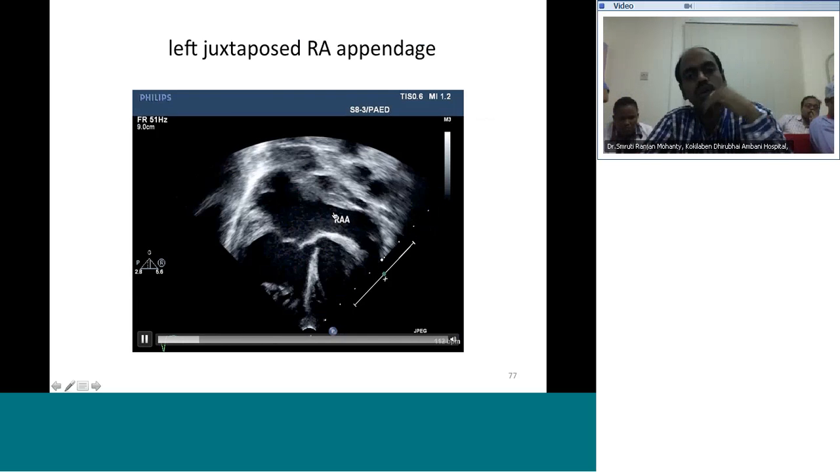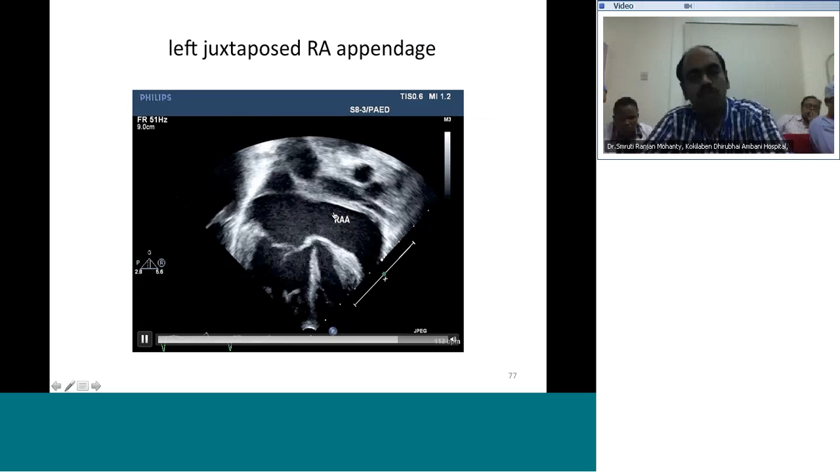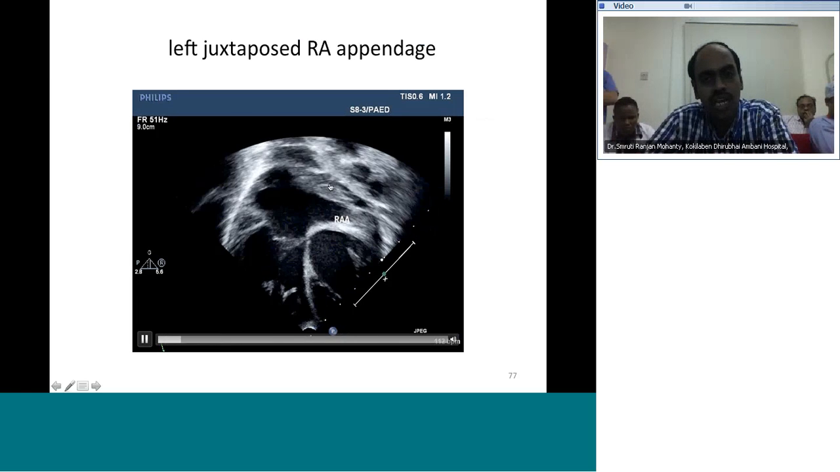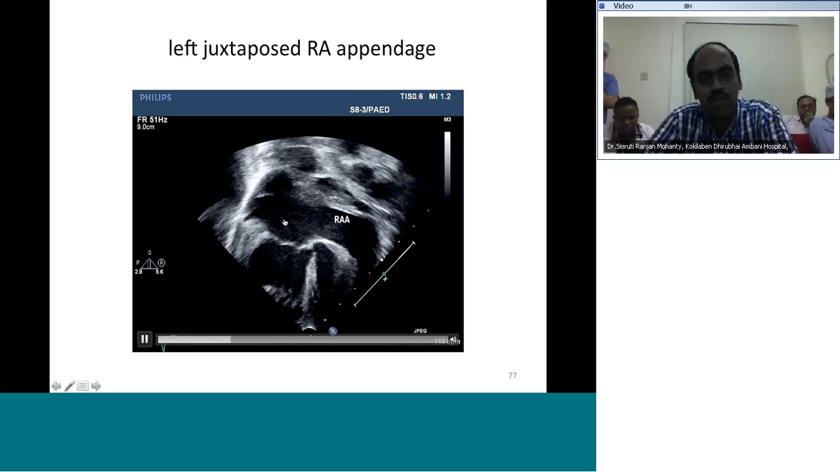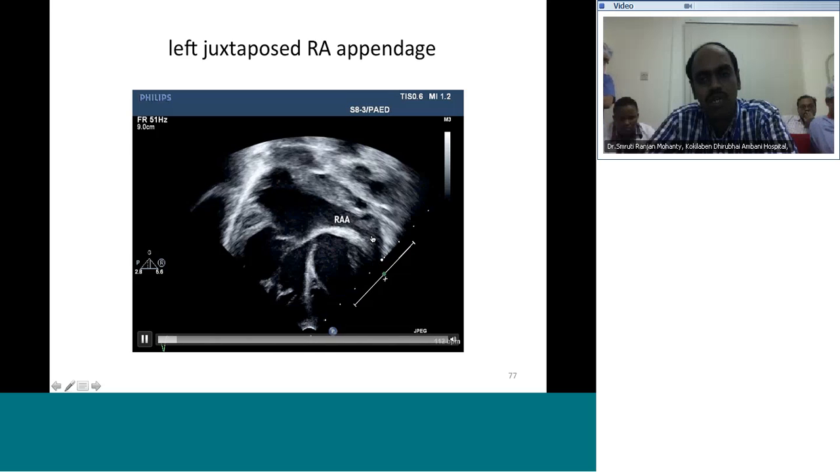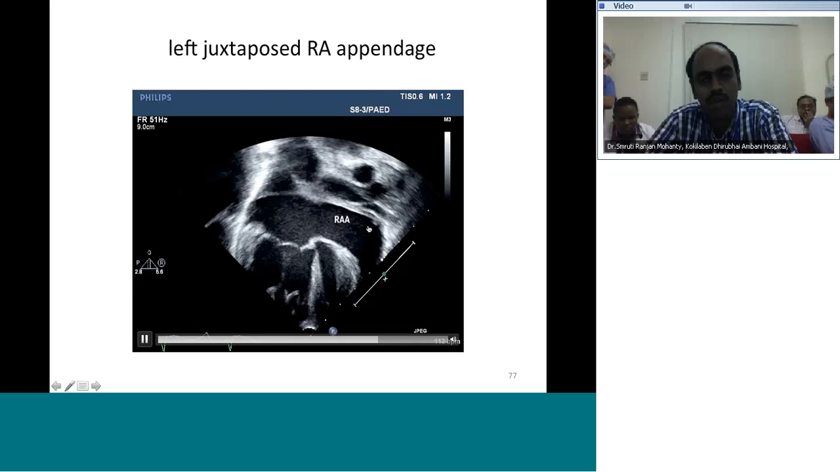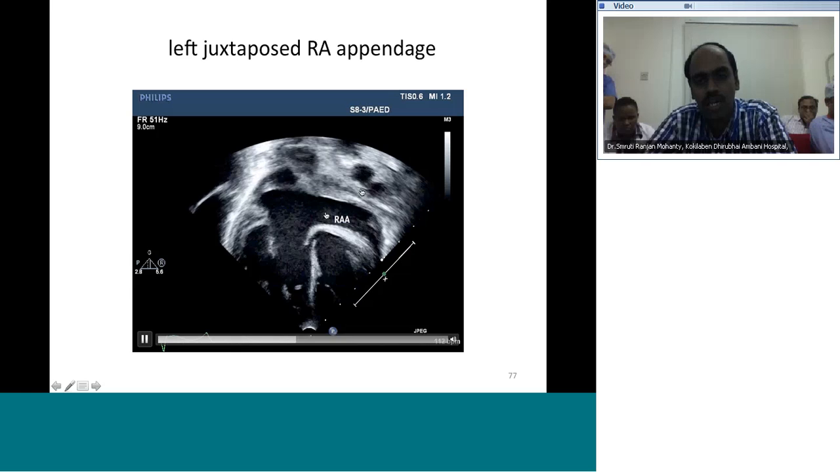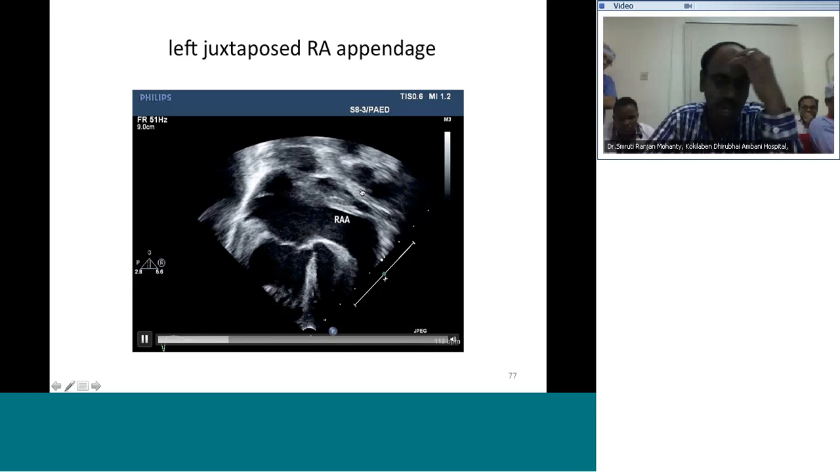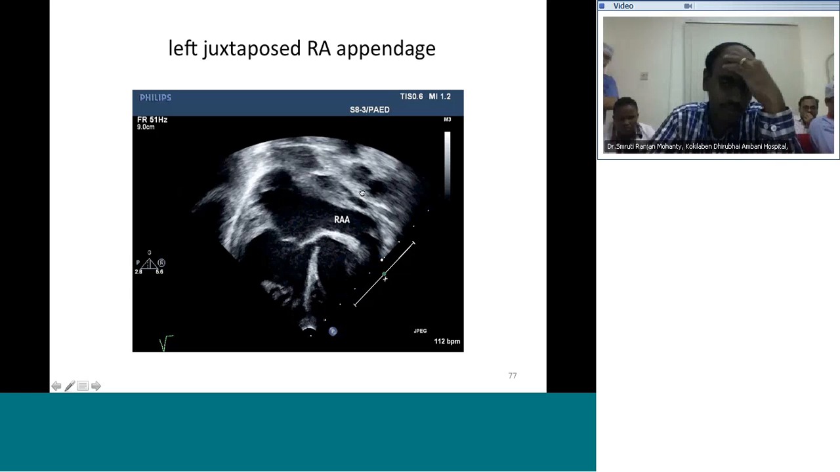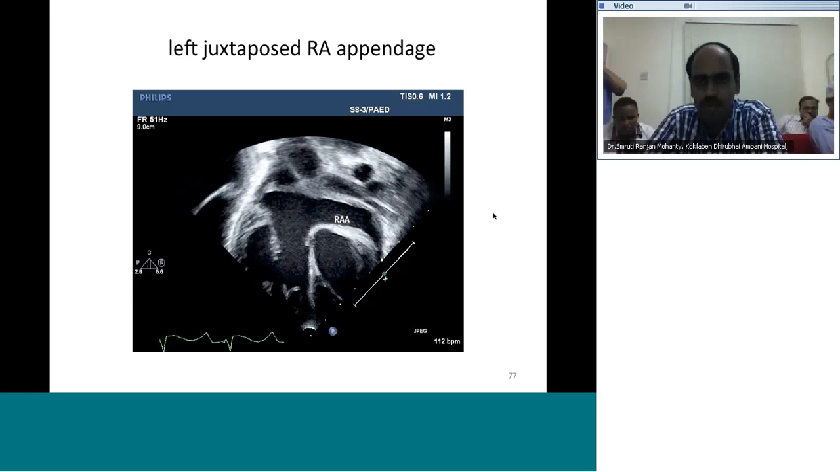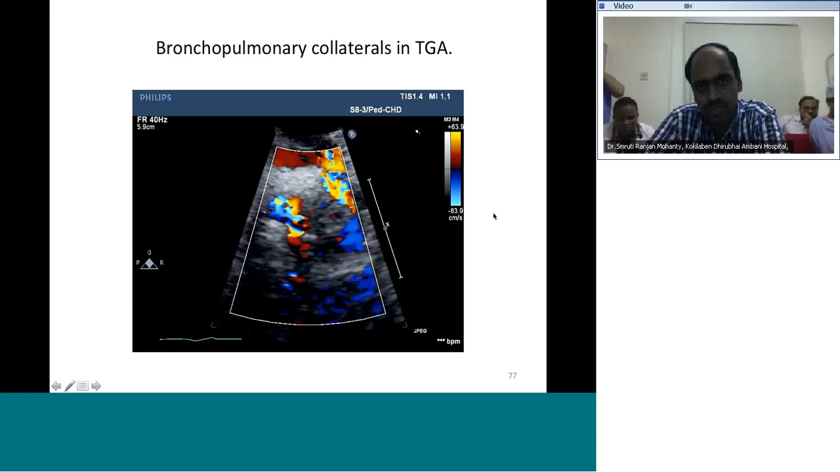Importance of knowing this particular condition: when you are doing a balloon atrial septostomy, you are supposed to cross from the RA into the LA and do a septostomy. Sometimes if you put your balloon into the right atrial appendage, inflate the balloon and pull it back, you will be avulsing the wall of the right atrial appendage and creating cardiac tamponade. So you need to understand that where you are entering is the LA and not a juxtaposed atrial appendage. It's important to know that.